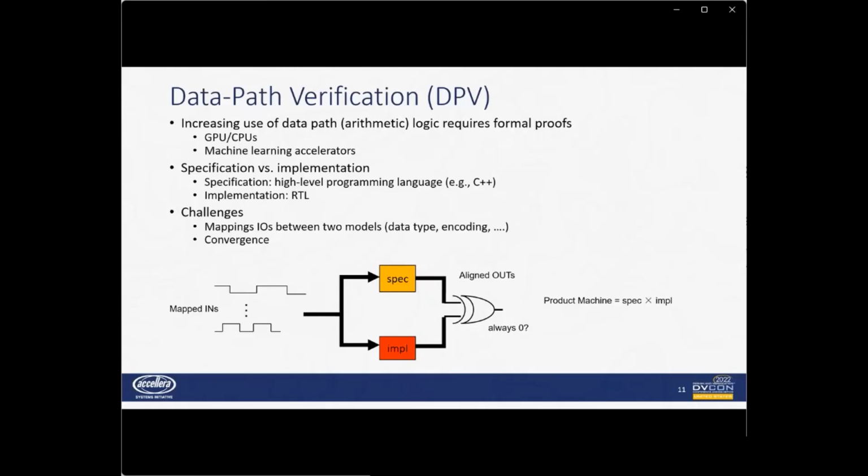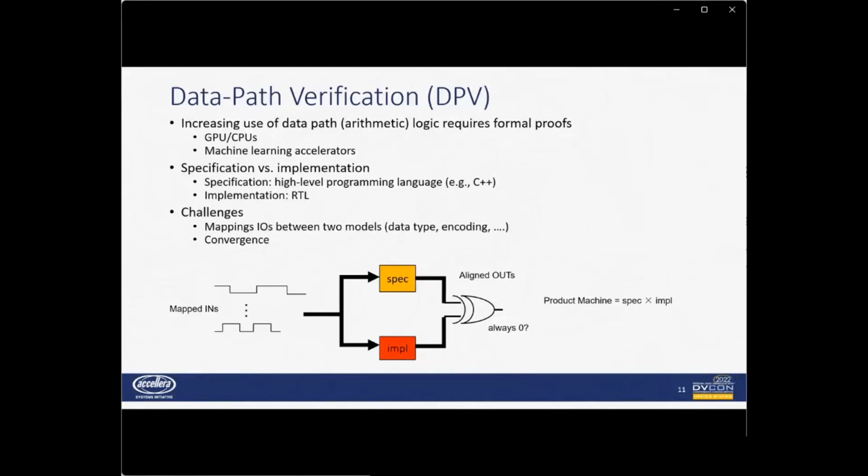We call them the spec and the input. The spec can be written in C or C++. The input is written in RTL. And our goal is to prove the transaction level equivalence. We need to map the inputs and outputs. We also want to have a full proof.